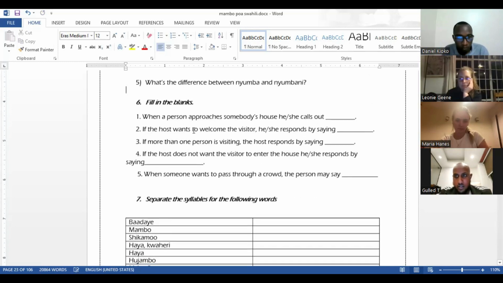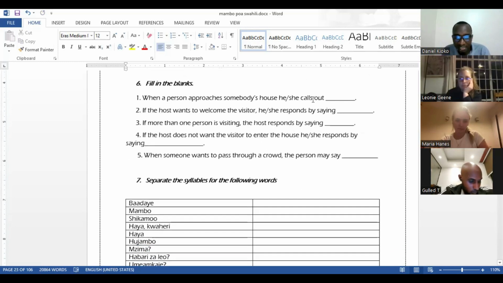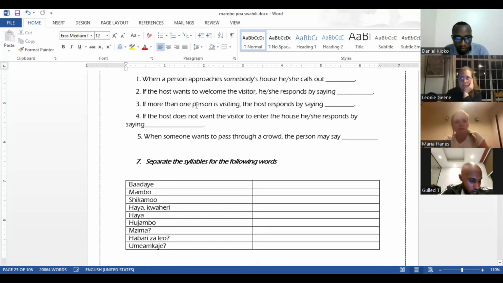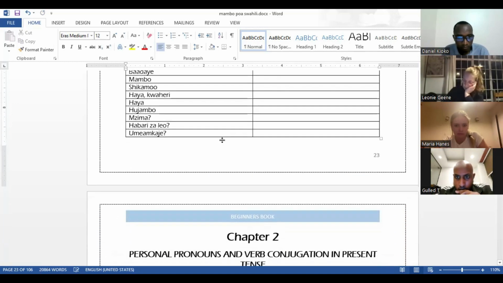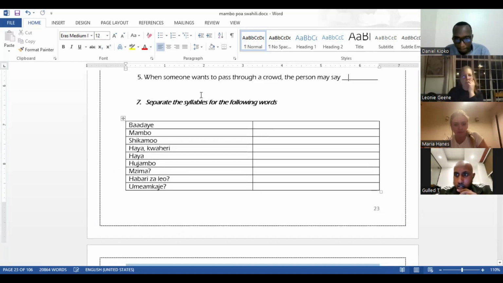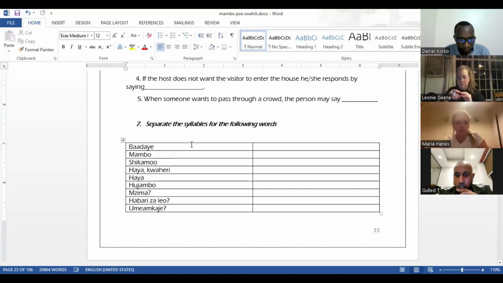Okay, so when a person approaches somebody, you already know that one is hodi. You will know these ones. What about this one? When someone wants to pass through a crowd. Samahani. Yeah, samahani. Samahani is like, excuse me. And samahani can be excuse me to pass or excuse me.